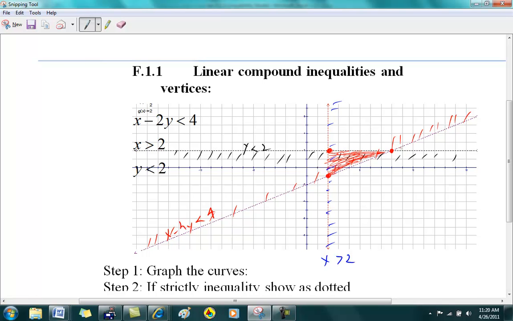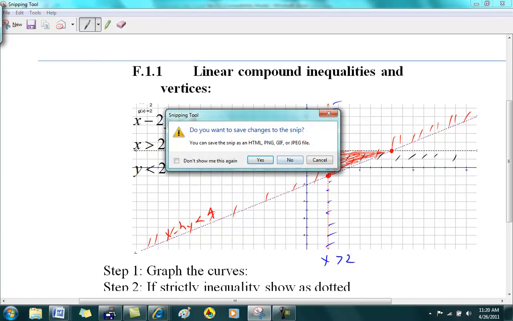All right. So please make sure you follow the rules that if it's a strict inequality, you need to show it as dotted. Okay. Make sure your graphs are labeled, the equations are written on the graphs, shading is done for each region, and then the overlap region is done in some solid color. Okay.